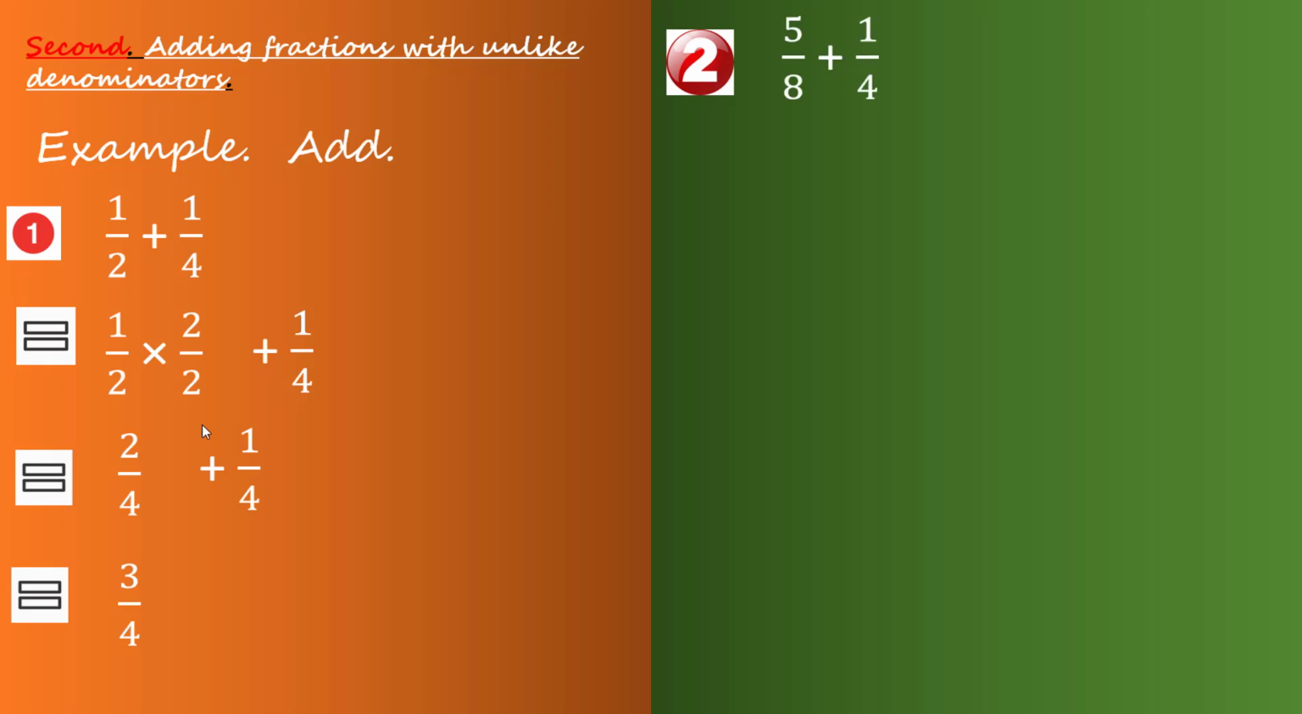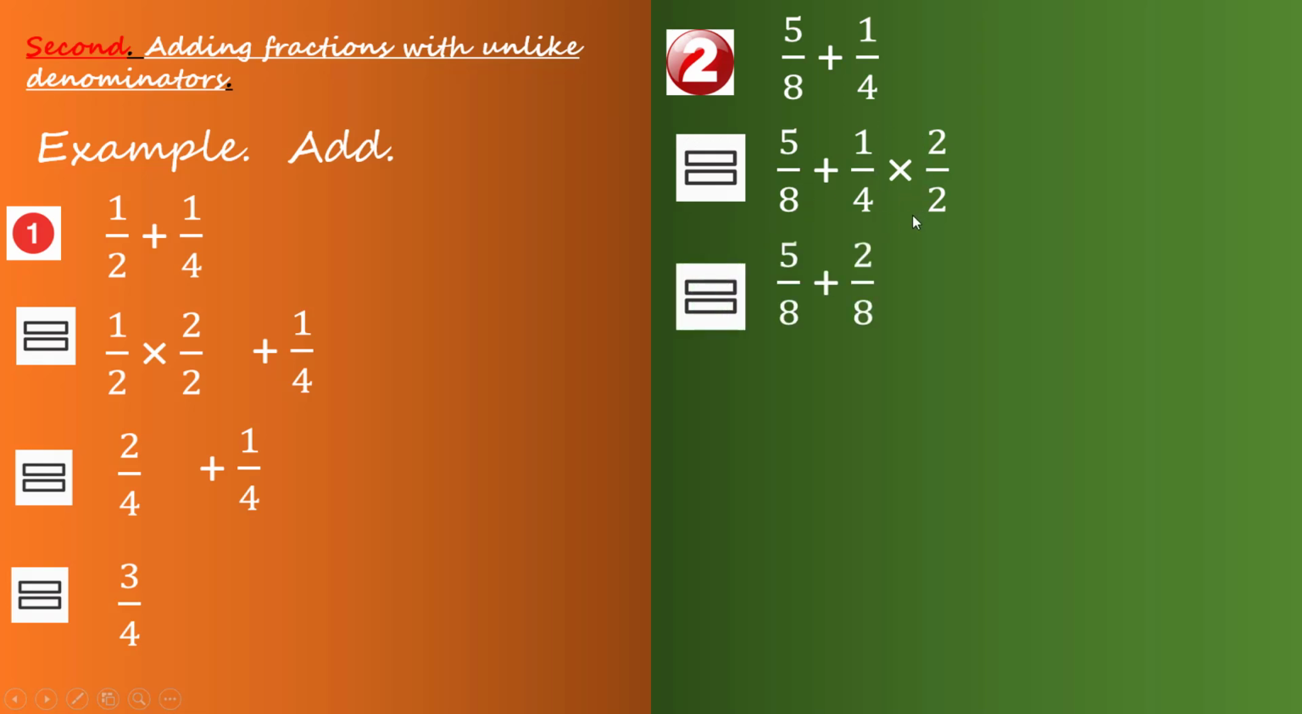Number 2, 5 over 8 plus 1 over 4. How can we make 4 into 8? Multiplying by 2. So 5 over 8 plus 1 over 4 times 2 over 2. So it will be 5 over 8 plus 2 over 8 equals 7 over 8.